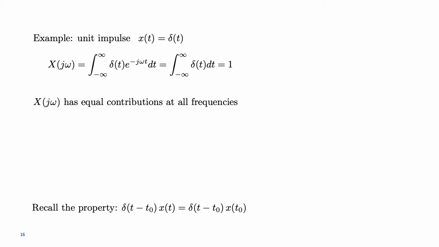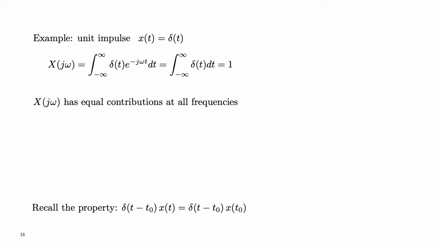So when you multiply an impulse by a certain signal, what you obtain is the same impulse scaled by the value of the signal where the impulse is placed. So to say this in formula, delta of t minus t0 times x of t gives you delta of t minus t0 times x of t0. So the same impulse centered at t0 scaled by the value of the signal x evaluated at t0.